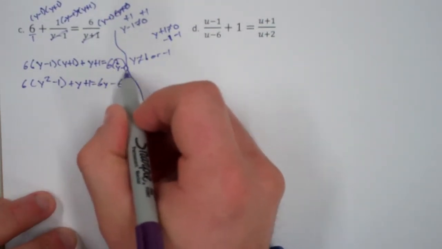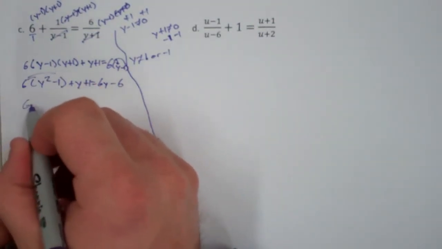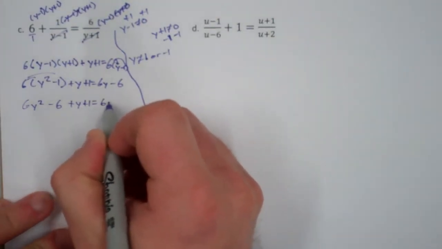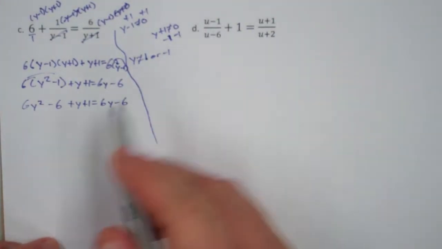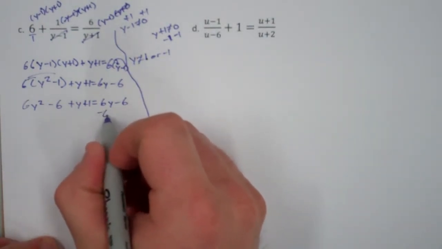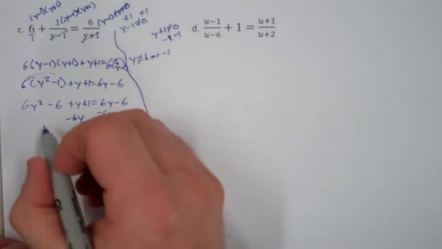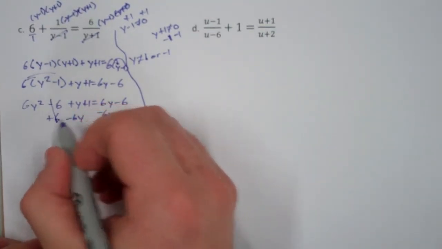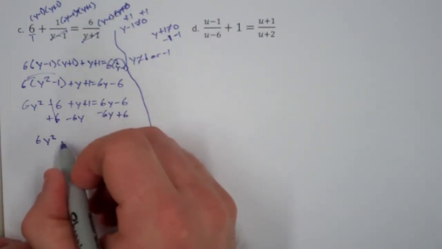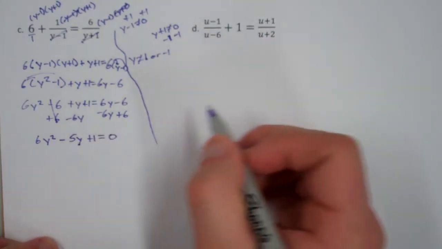6y minus 6 would be the next one if we use the distributive property. We'll do the same thing here. So we've got 6y squared minus 6 plus y plus 1 is equal to 6y minus 6. We've got a nice little quadratic. So we're going to want to try to get everything off to the left-hand side. We'll add 6 here. Notice that those will cancel. So we've got 6y squared, y minus 6y is negative 5y, plus 1 is equal to 0.